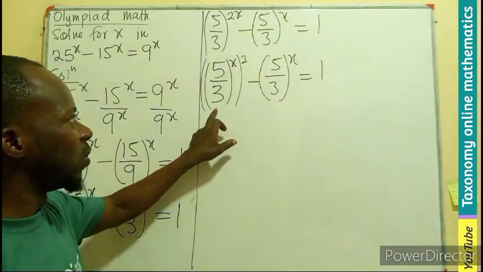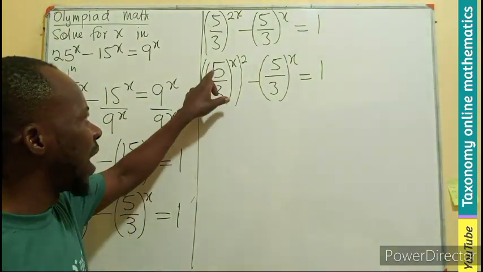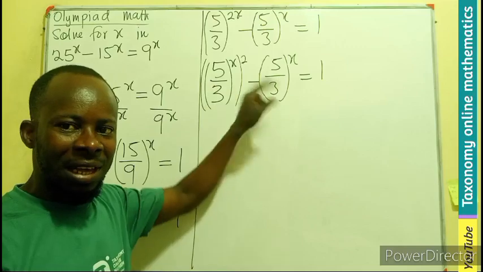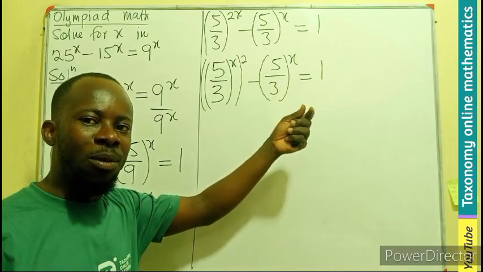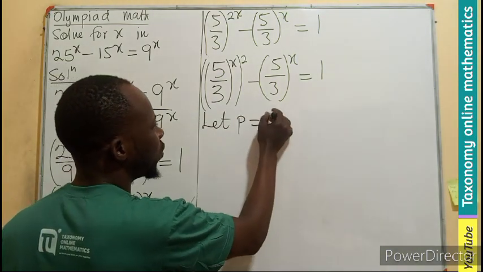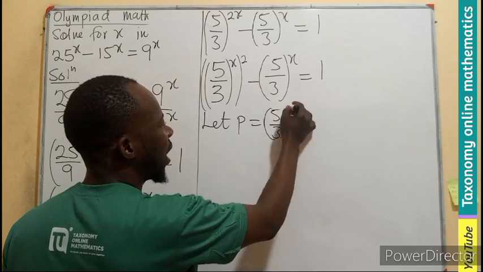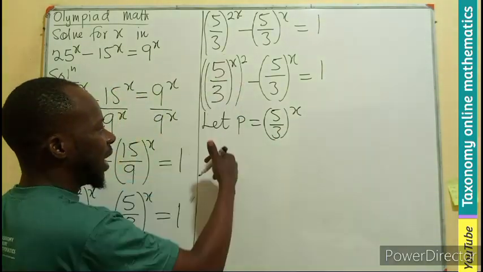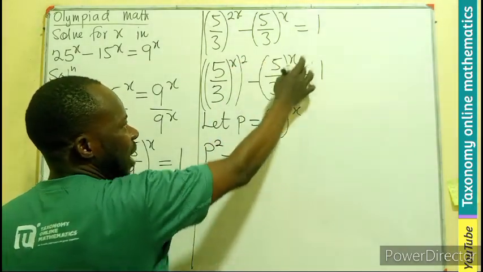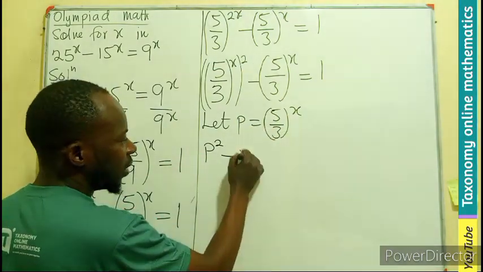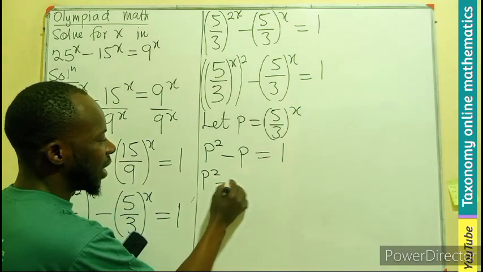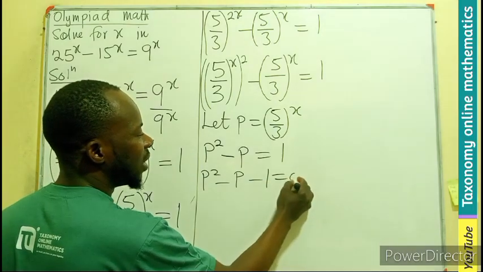So you see within the bracket, this is (5 on 3)^x, (5 on 3)^x, which is the same thing, and they are fractions. So we can use a variable to represent it for easy calculation. Let's say p equals (5 on 3)^x, meaning in this bracket I have p, then the outside power 2, minus p equals 1. Let's shift the 1 in. I have p squared minus p minus 1 equals 0.